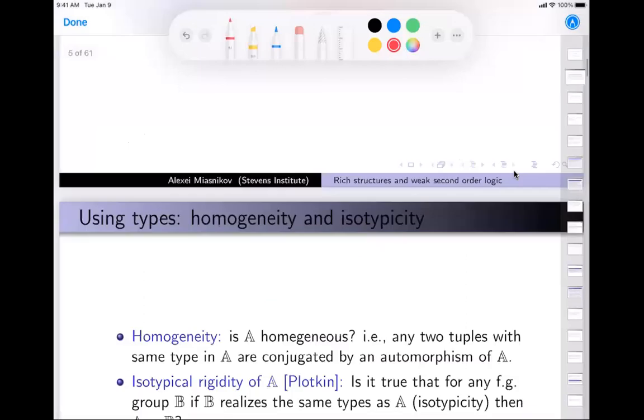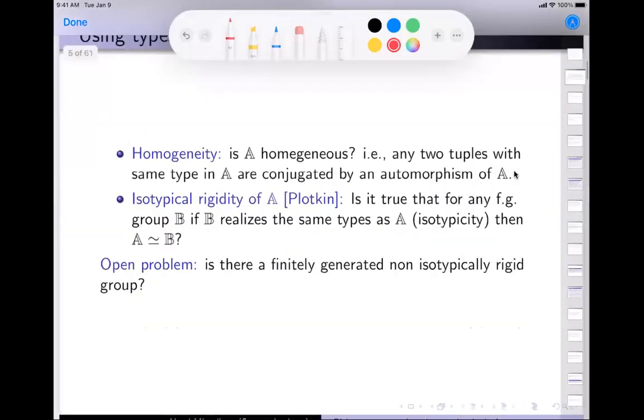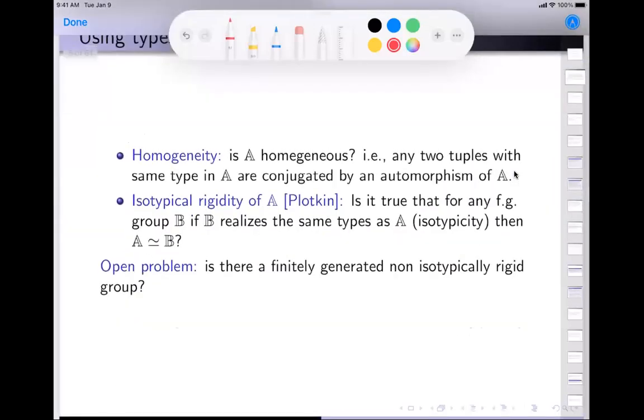You can consider a few more similar things which are related to isomorphism. For example, whether the structure is homogeneous, in the sense that if two tuples realize the same types, then they are conjugated by an automorphism of A. So it's much stronger, but it's about elements, not the isomorphism type of A.